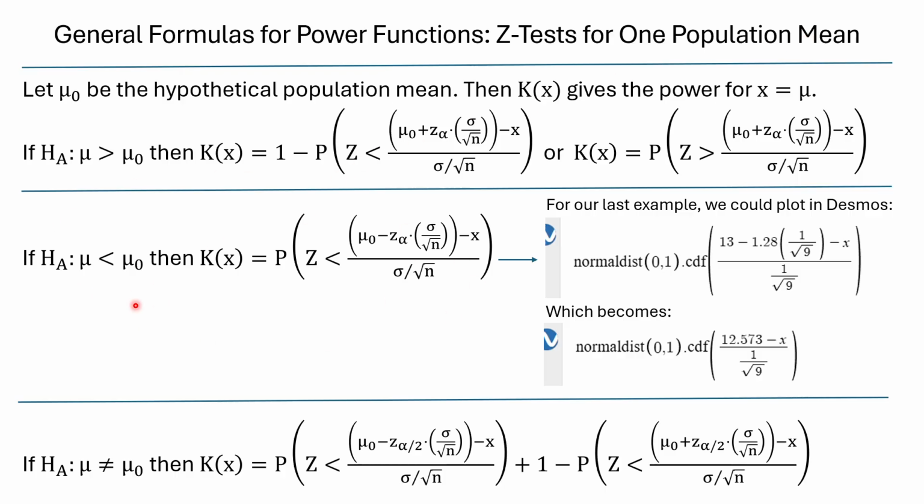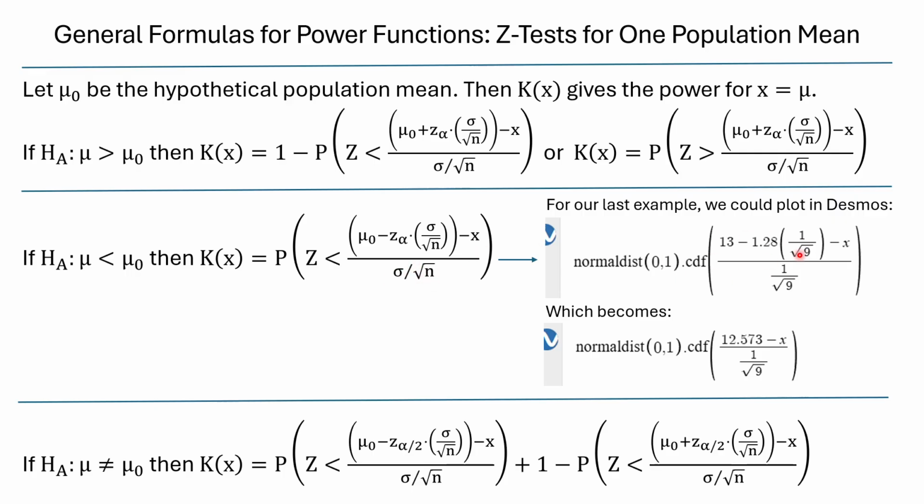So we just looked at this case where we had an alternate hypothesis of mu being less than some hypothetical value. Then this function k of x gives us the power for all of our values of the true parameter mu. The probability of z being less than mu 0 minus z alpha times sigma over root n, that would be the critical value for the rejection region, minus x, the difference from the true mean, all over the standard error, sigma over root n.